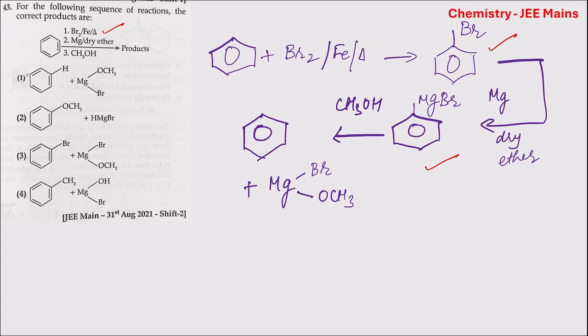On treating with methyl alcohol, MgBr will leave as MgOCH3Br. Here CH3OH will break as CH3O minus and H plus. So MgBr will leave as MgOCH3Br and H plus ion will attack the benzene ring, forming pure benzene. So the correct option is option 1. So this is the product formed and this is the another product formed.